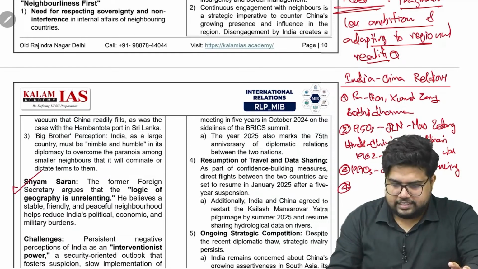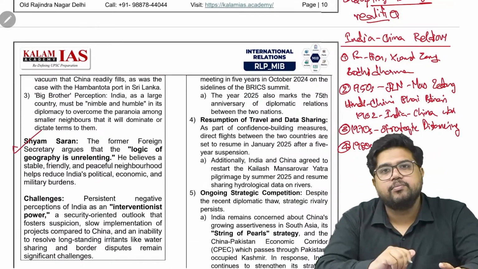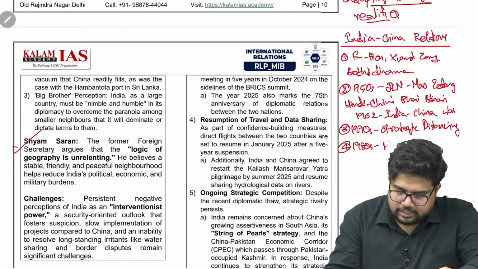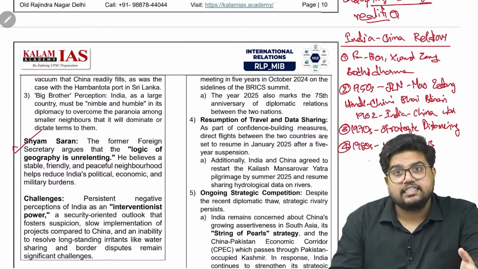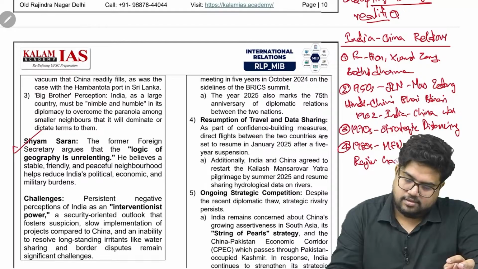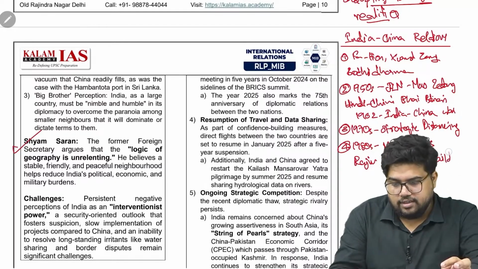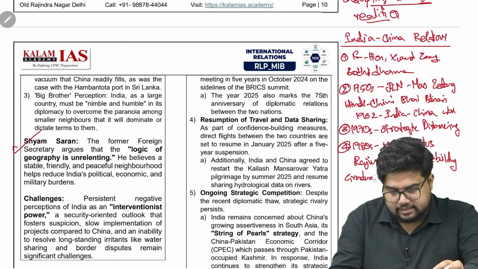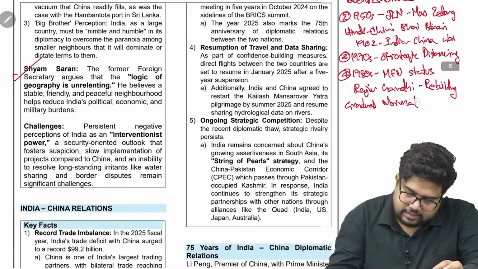Now the fourth phase, that is in the 1980s. This is when, if you remember, Rajiv Gandhi visited China. This is when we extended the MFN status to China. In, I think, 1988, Rajiv Gandhi visited China. So we have rebuilding of the relations. This is a phase of rebuilding relations, or gradual normalization.